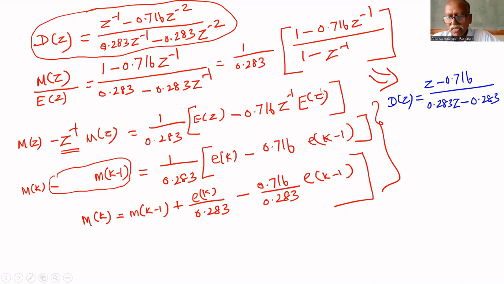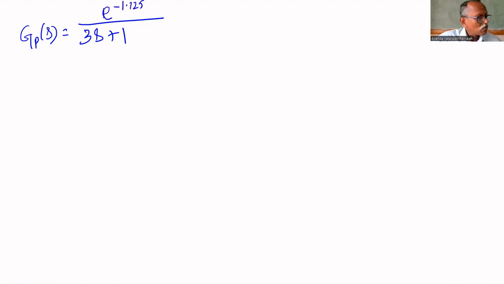Suppose, let us simulate all together. Before that, let us design the controller for a transfer function with delay. 1 by 3s plus 1 we have already seen. Now let us simulate for e power minus 1.135 s. It means the process has a dead time of 1.135 seconds.